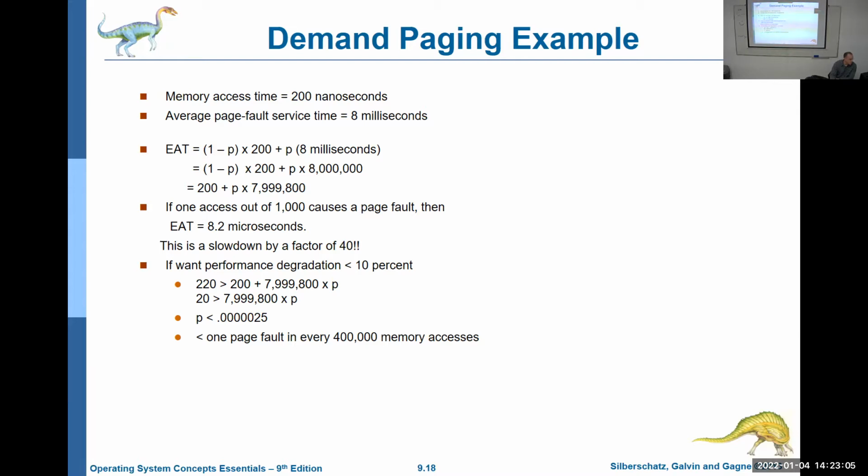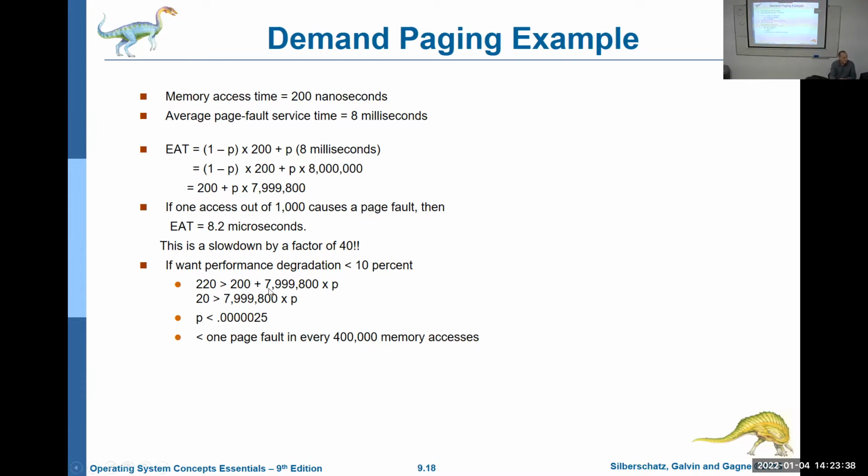What is this 220? Somebody tell me what this 220 is. I want to see if you can tell me. Is it the 10% of 200? Exactly. That is a factor of getting worse by 10%. Because 200 would be the normal amount. If it's 220, then that's 10% worse. So we're saying like this. We want our number to be less than 10%, less than 220. 220 is 10%.